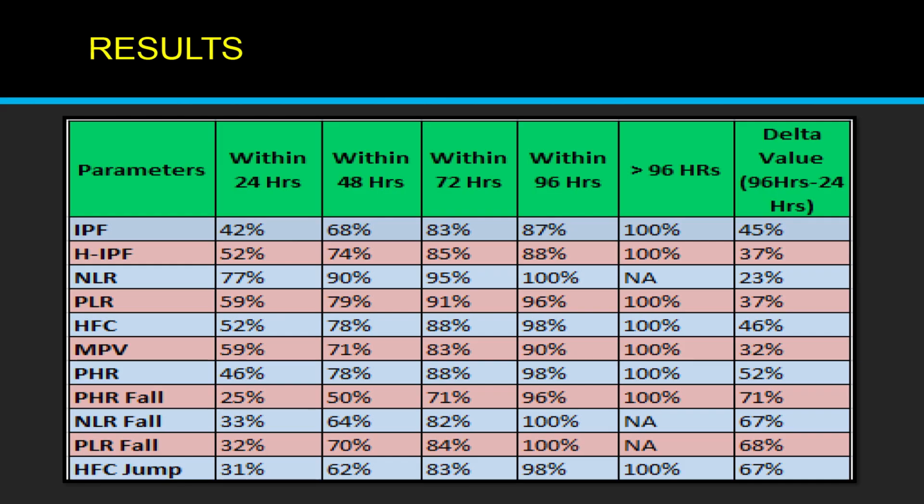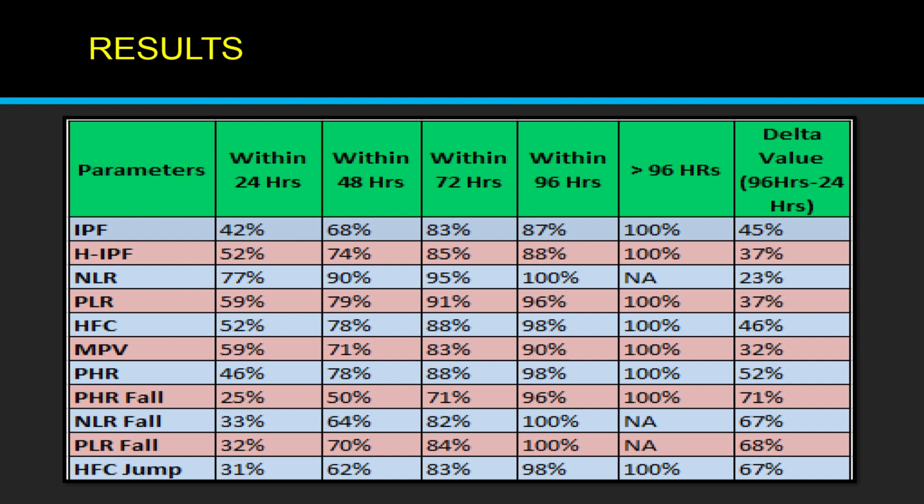So this looks like a busy chart. The parameters that were okay within 24 hours, like HFC, which was 52%, or PHR, which was 46%, or MPV, which was 59%, were actually not good markers. The parameters which were evaluated later, which had a delta value between 96 hours and 24 hours, gave us a significant window to make them a predictive marker.